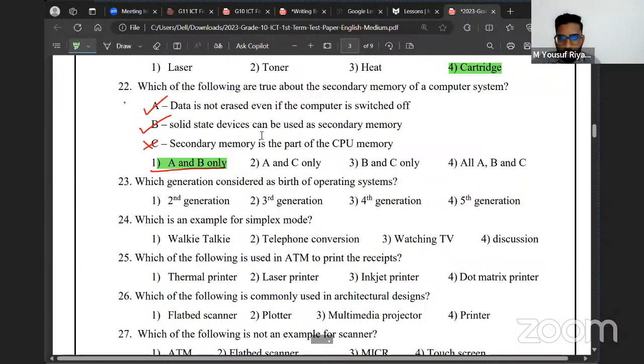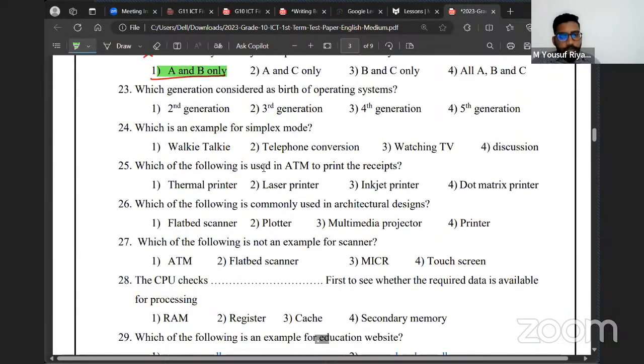Next, let's go for the next one. Which generation is considered the birth of the operating system? The operating system started with which generation? Exactly. It started in the third generation. What was special about the fourth generation operating system? Exactly. We had the graphical user interface in the fourth generation computers. Perfect.